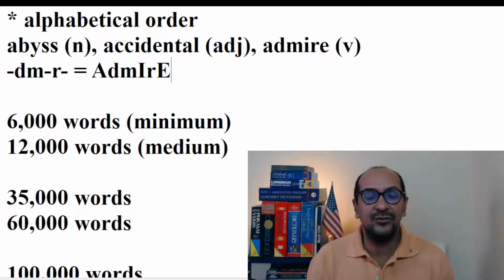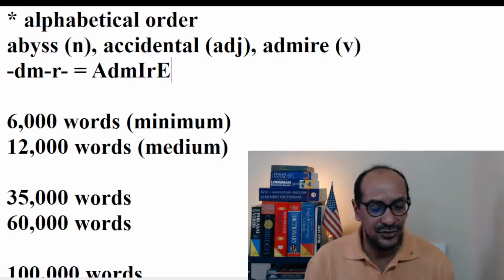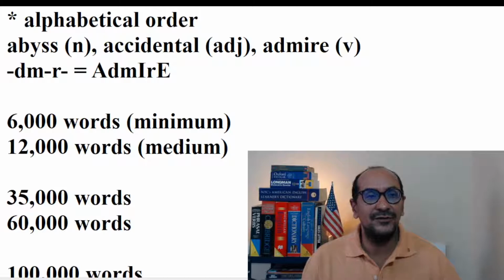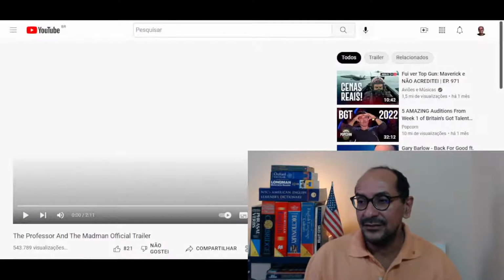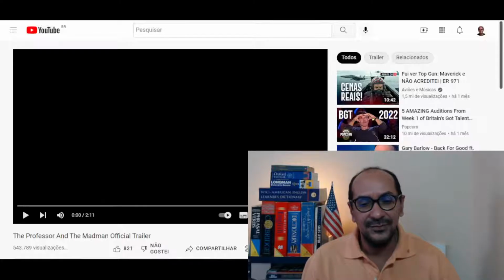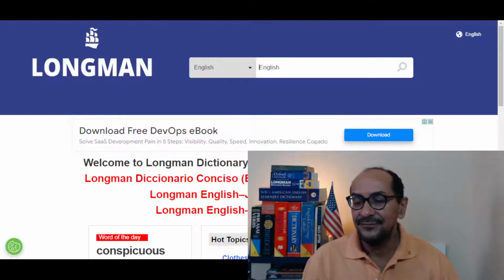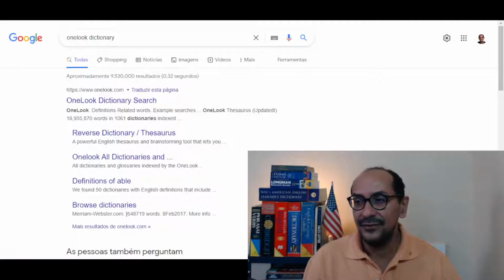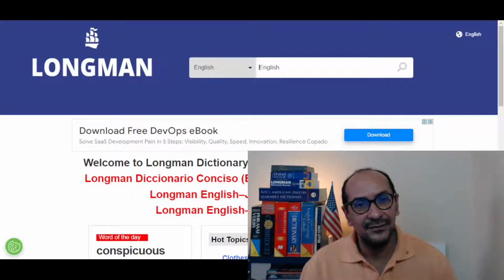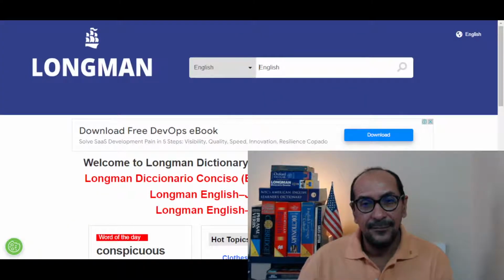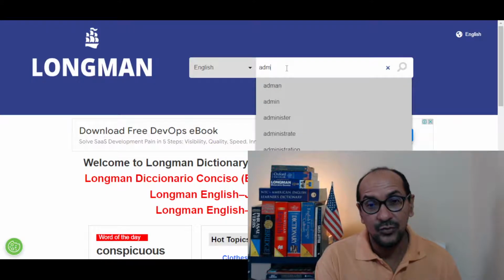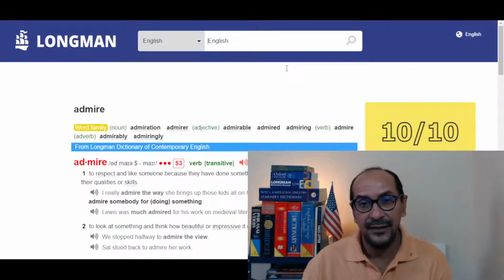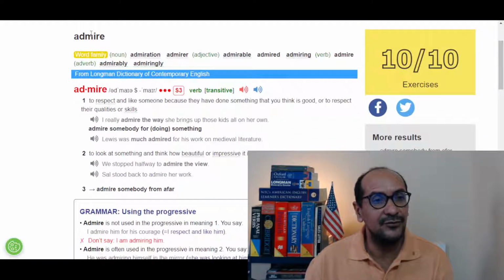I'm going to show you the online version of the dictionary. So in this case, you're going to see exactly what I mean, all right? So as the dictionary, it's going to be something different, just a moment. Yeah, there you have it, the dictionary can be Longman. So I'm going to put here any word that comes to my mind, as the word admire, for example. So let's get here the word admire.